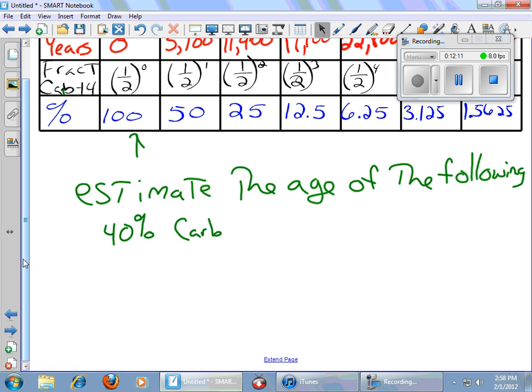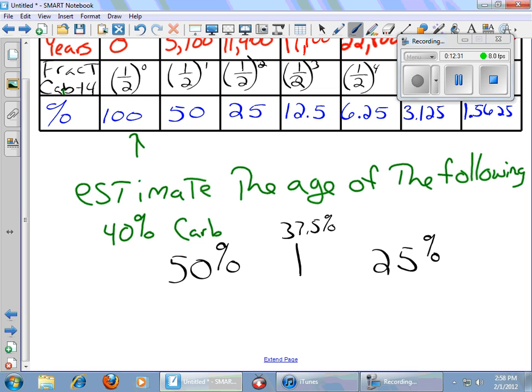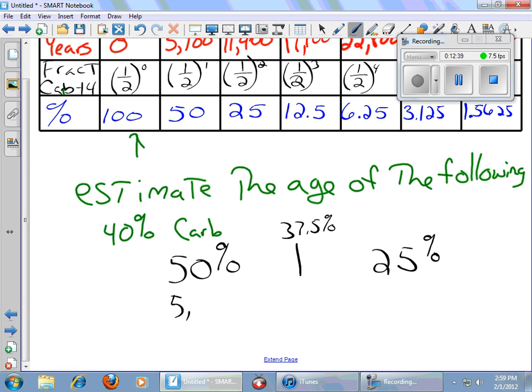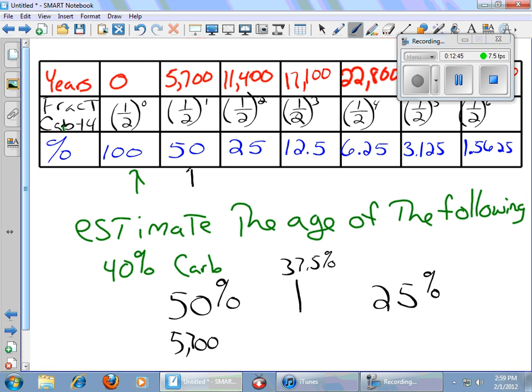I'm going to try to figure out where 40% fits in between 50% and 25%. Well, what number is halfway in between there? I think it'd be about 37.5%, right? Okay, so if at 50% carbon-14 remaining, the object is 5,700 years old. Where am I getting that from? The table. Right here, 50%. There's the age up there.